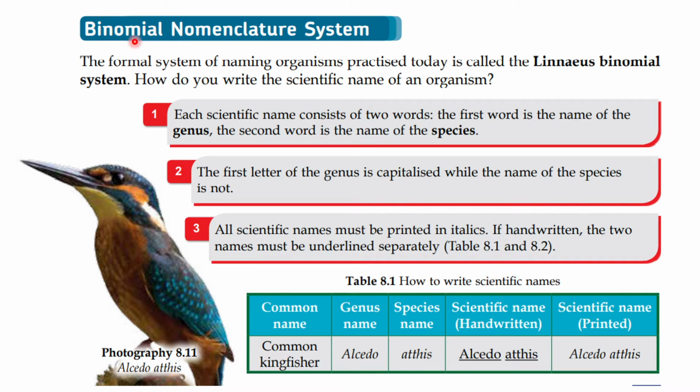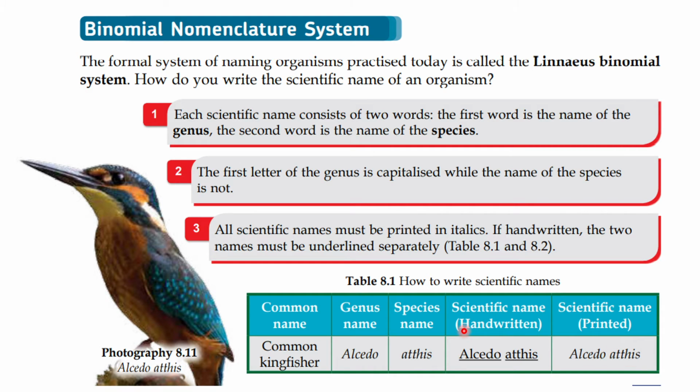Okay, let's move on to the binomial nomenclature system. Binomial, bi bermaksud dua, and that's the formal system of naming organisms that is being practiced up until today. So that's the Linnaeus binomial system. Common name contohnya burung di sebelah ini, that's common kingfisher, berasal dari genus dia adalah Alcedo. Dia punya species name is atthis. So if it is printed, it is printed in italics, dan dia adalah daripada dua perkataan separately ya.